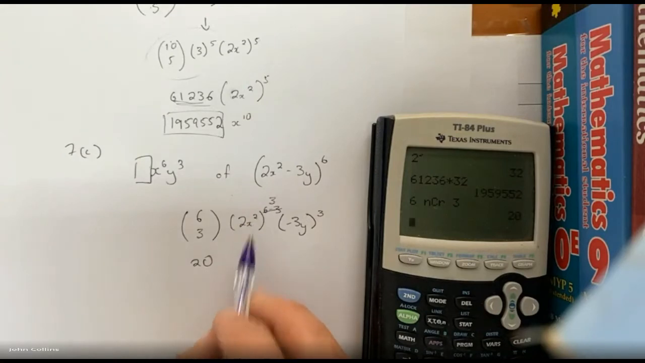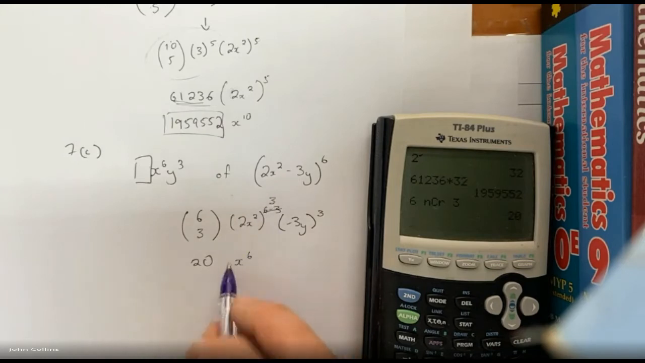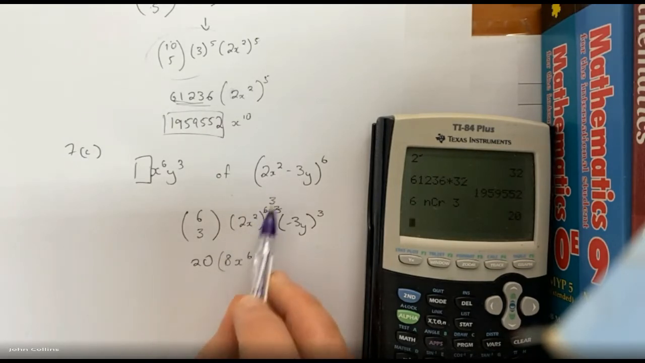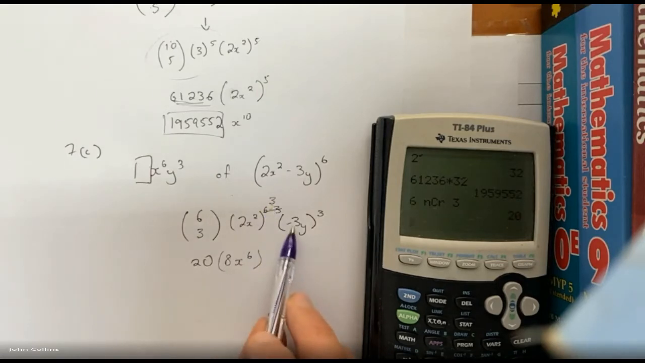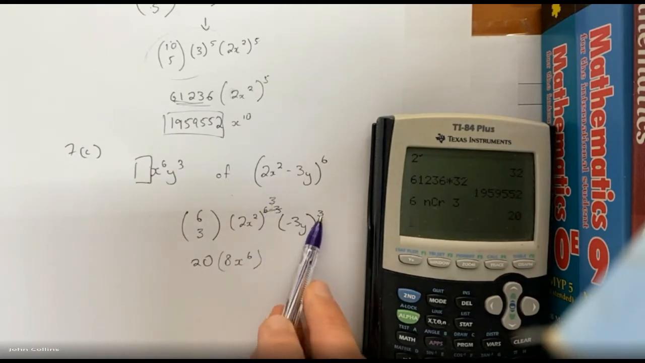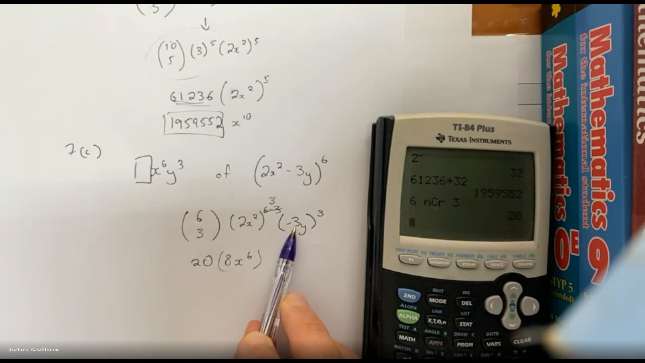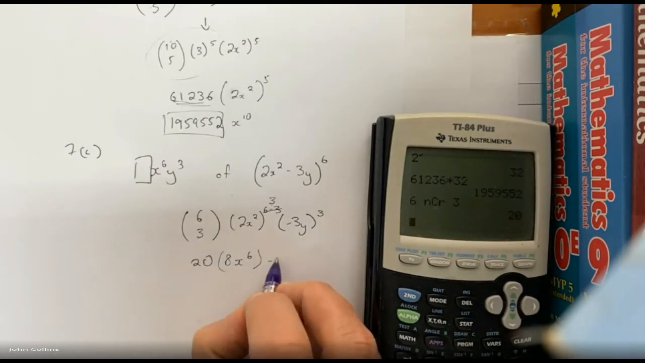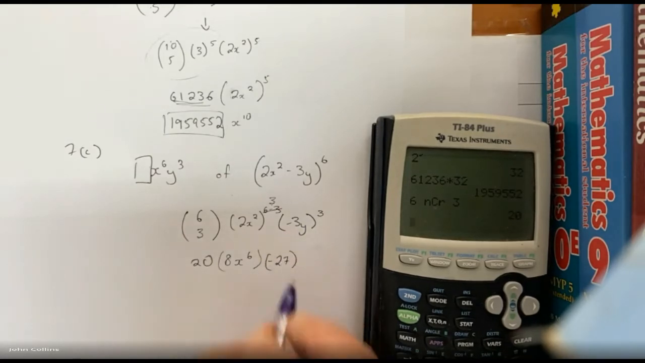2x, well, I already know it's x to the power 6. But that 2 needs to be cubed, so it's actually 8x to the power 6. So that's 2x squared cubed. Now, minus 3y also cubed. Minus 3 cubed is minus 27. It's going to be negative. And that y is cubed.